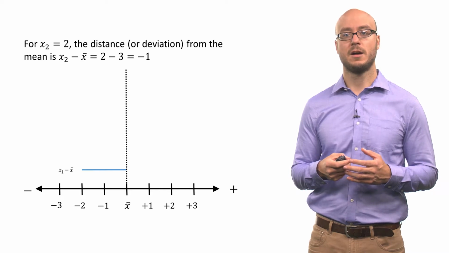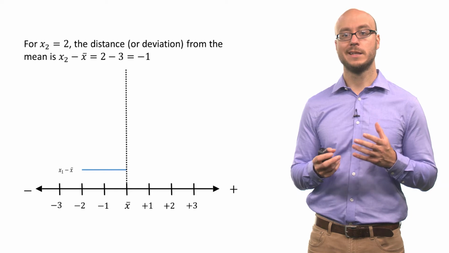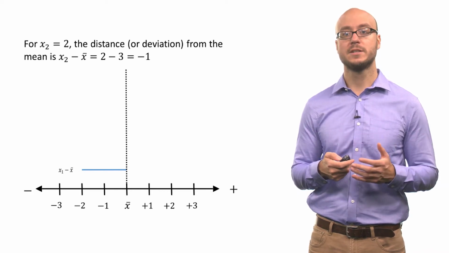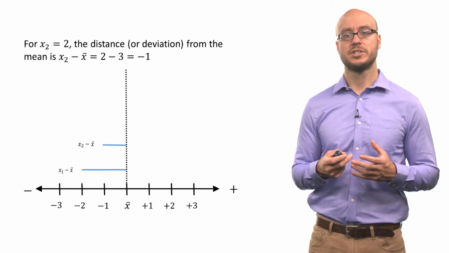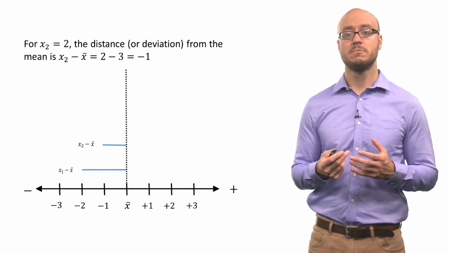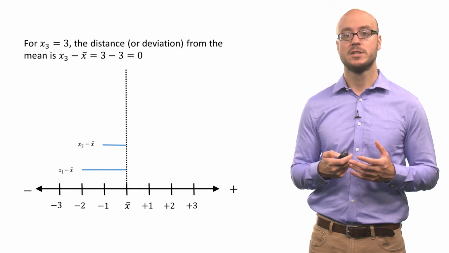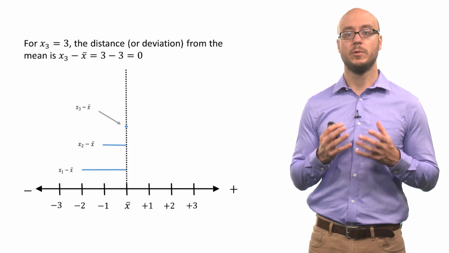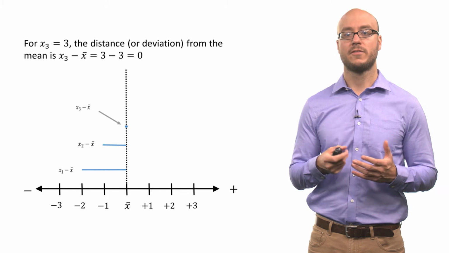Our next observation is 2. So how far is it from the mean? Well, it's 1 value lower than the mean, so it's in that negative territory. You do 2 minus 3, and you get a value of negative 1. The next observation in our set is 3. So how far is it from the mean? Well, you take 3 minus 3, and you get a value of 0. So that observation lies directly in line with the mean. There's no distance from the mean.